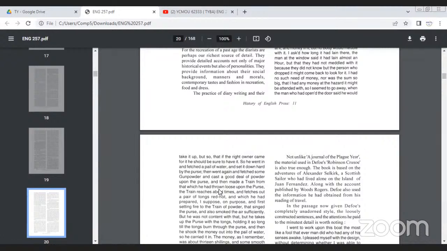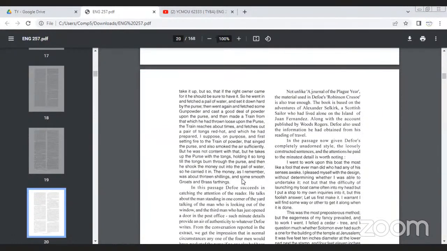The train reaches about time and fetches out a pair of tongs red hot, which he had prepared, I suppose, on purpose, and first setting fire to the train of powder that singed the purse and also smoked the air. But he was not content with that, but he takes up the purse with the tongs, holding it so long till the tongs burn through the purse, and then he shook the money out into the pail of water. So he carried it in. The money, as I remember, was about 13 shillings and some smooth groats and brass farthings.